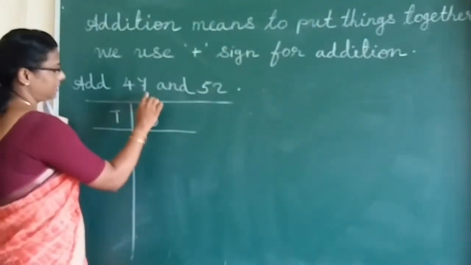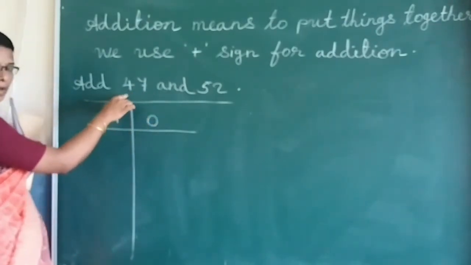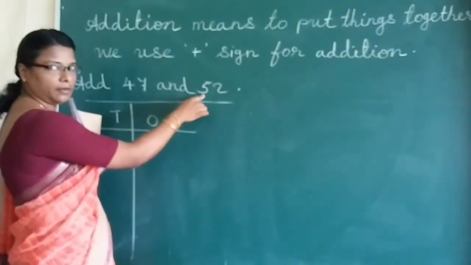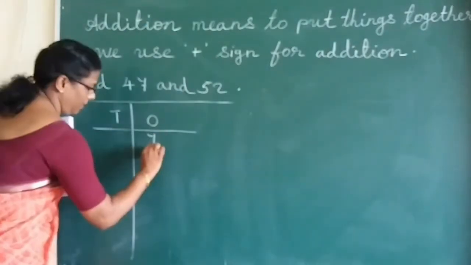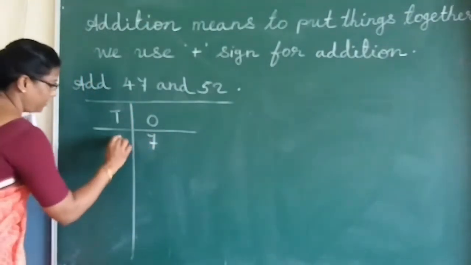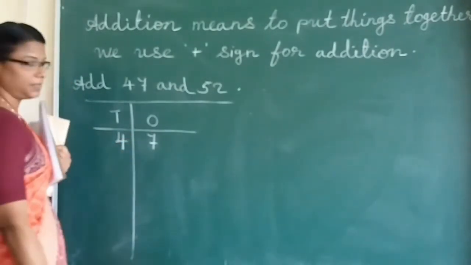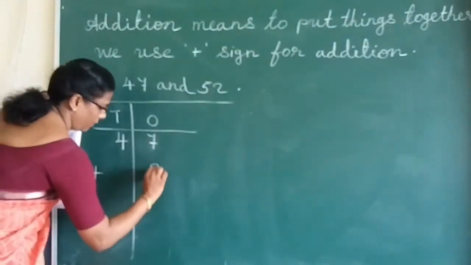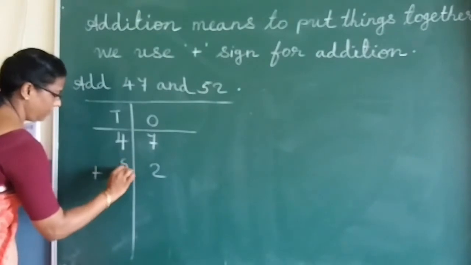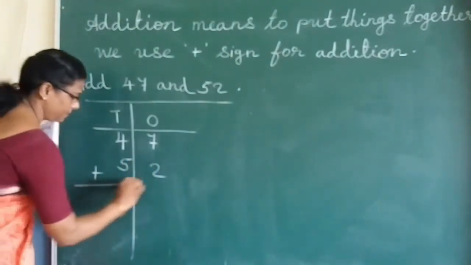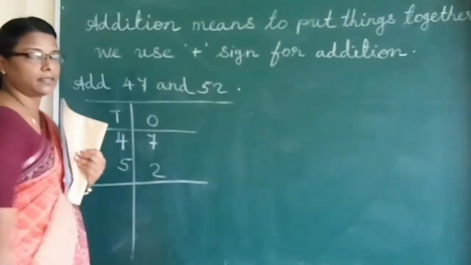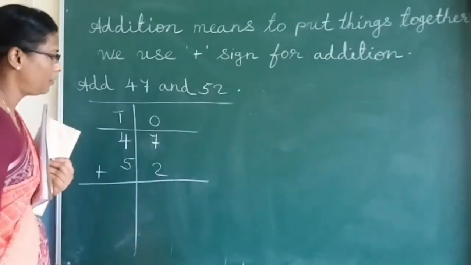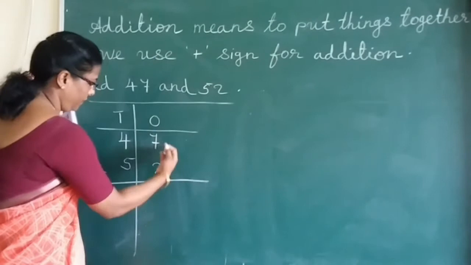Write 7 in the 1's column, 4 in the 10's column. Here, 2 in the 1's column, 5 in the 10's column. 47 plus 52. Then add these numbers. Then do it easily. First, in the 1's column we can add.